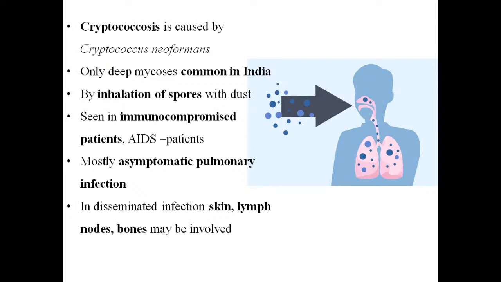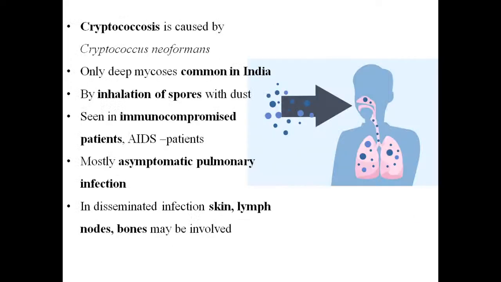Cryptococcosis is caused by Cryptococcus neoformans. It is the only deep mycosis common in India. Infection occurs due to inhalation of spores with dust. It is seen in immunocompromised patients, acquired immunodeficiency syndrome patients. In most cases, it is an asymptomatic pulmonary infection. In disseminated infection, skin, lymph nodes, and bones may be involved.